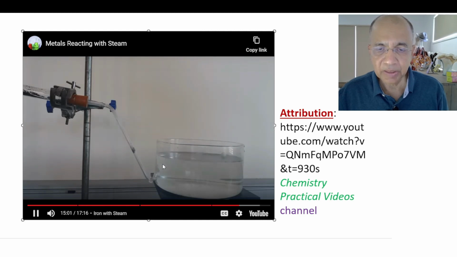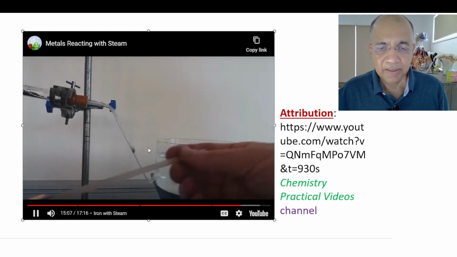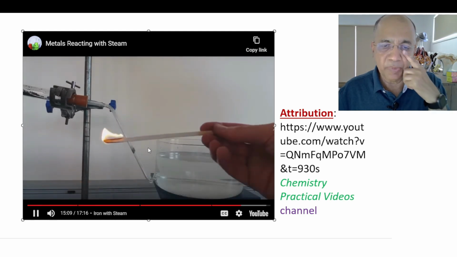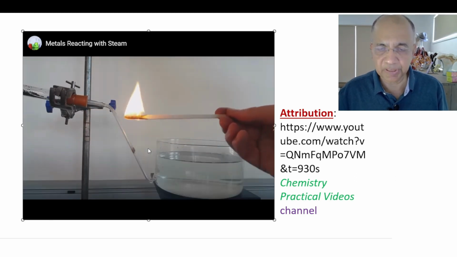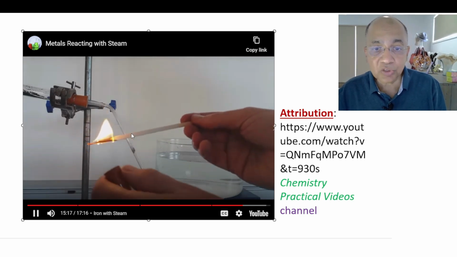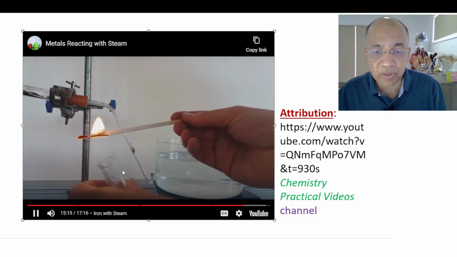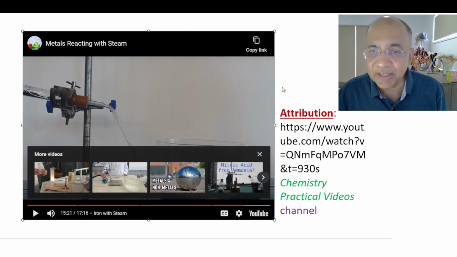Again, the word equation: iron reacts with hydrogen oxide, steam, and gives us iron oxide and hydrogen gas. Watch, and we will see the pop sound there. Yes, it pops, and hydrogen burns. So that is a redox reaction.